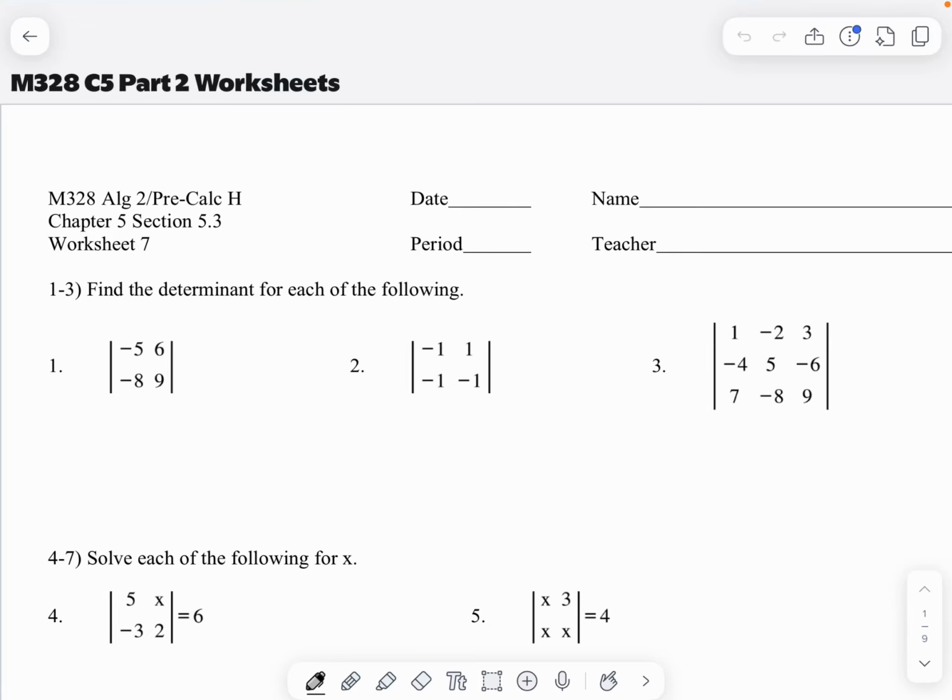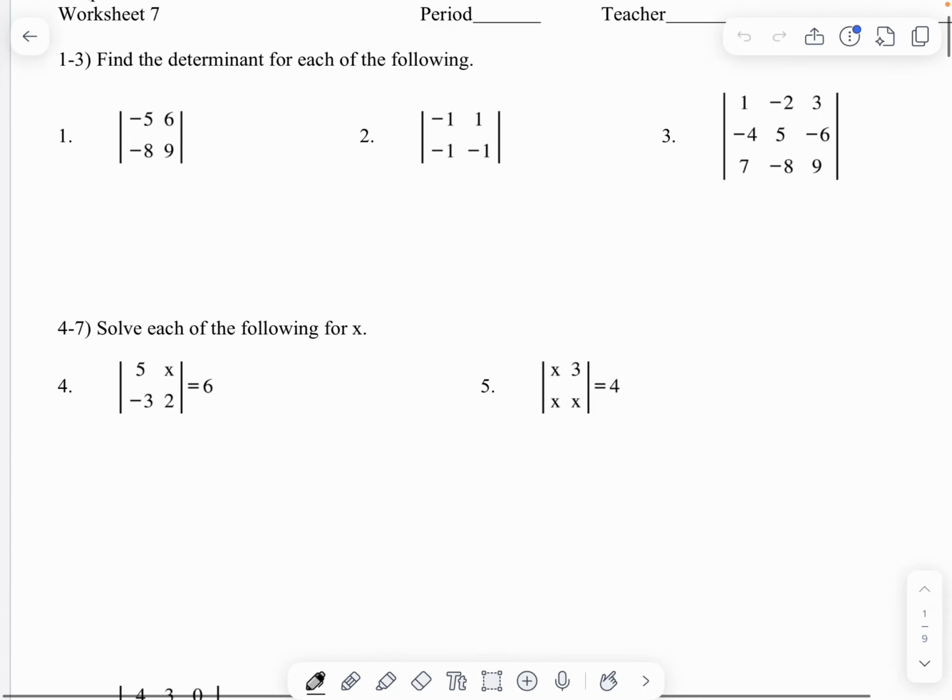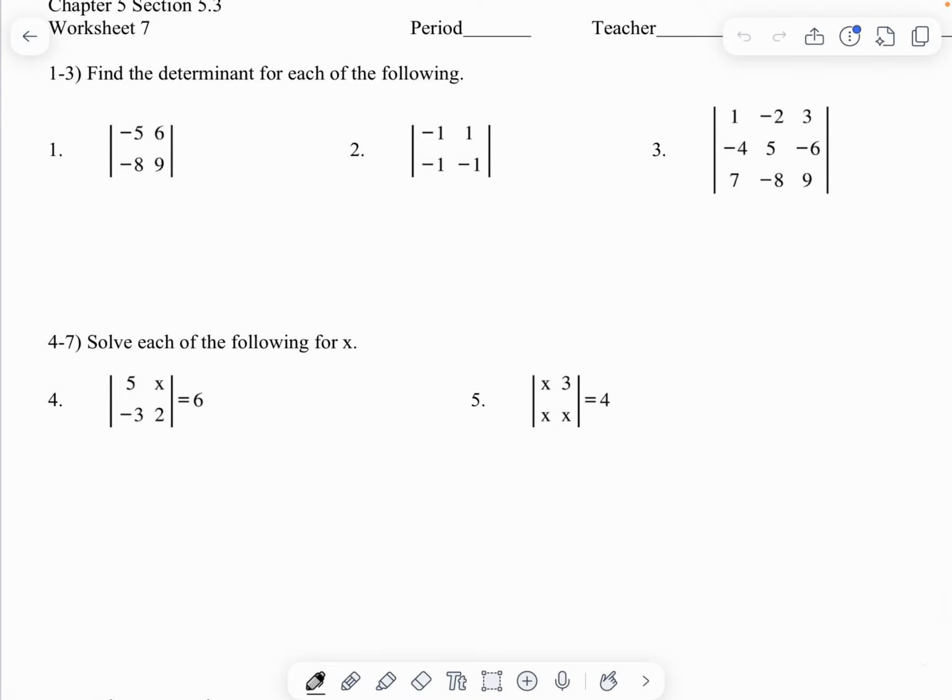In this video, we are going to be doing questions related to matrices. Some of these questions are going to be finding the determinant for 2x2 and 3x3 matrices and solving for the value of x in a matrix.